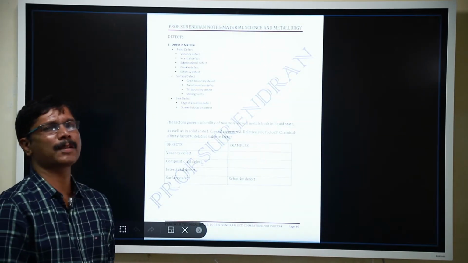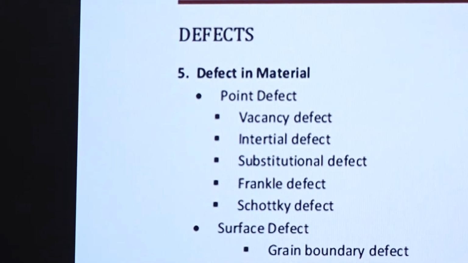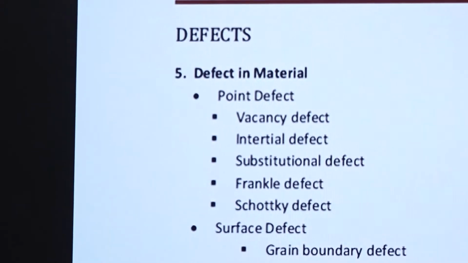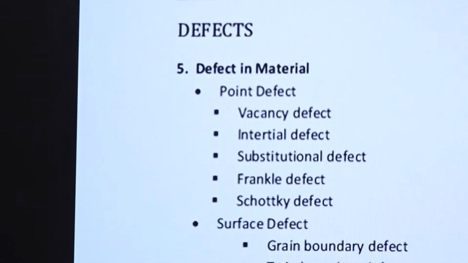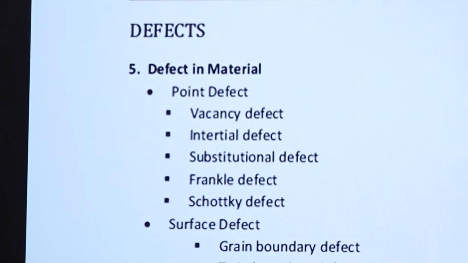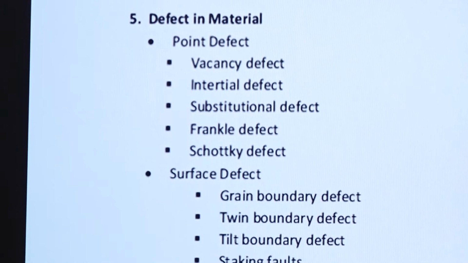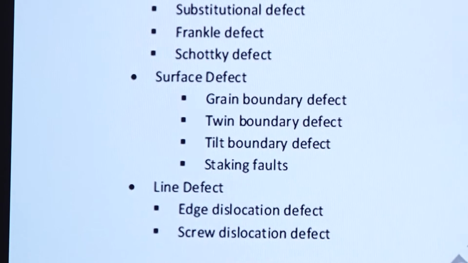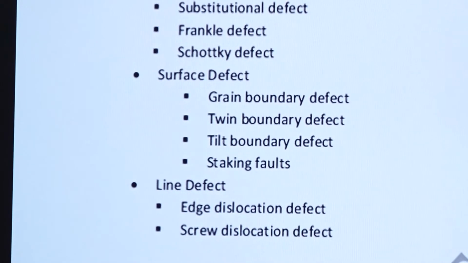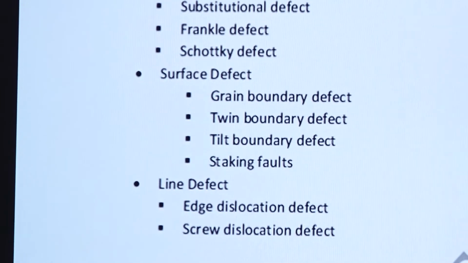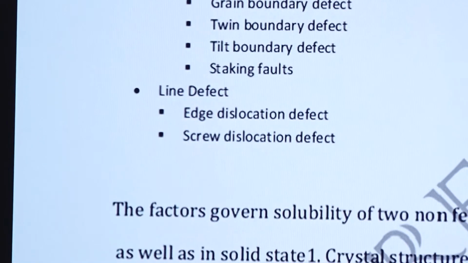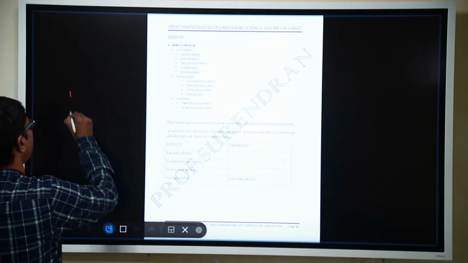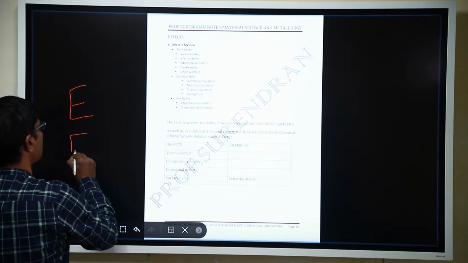Now we are having different types of defects in material. Defects are classified into types: point defect, surface defect, line defect, and volume defect. Point defects include vacancy defect, interstitial defect, substitutional defect, Frenkel defect, Schottky defect. Surface defects include grain boundary defect, twin boundary defect, tilt boundary defect, and stacking fault. In line defect we are having two: one is edge dislocation, the other is screw dislocation.